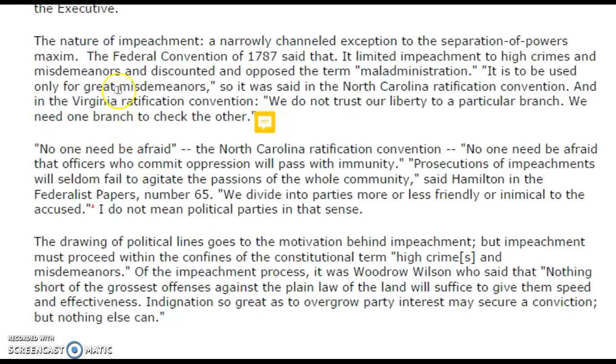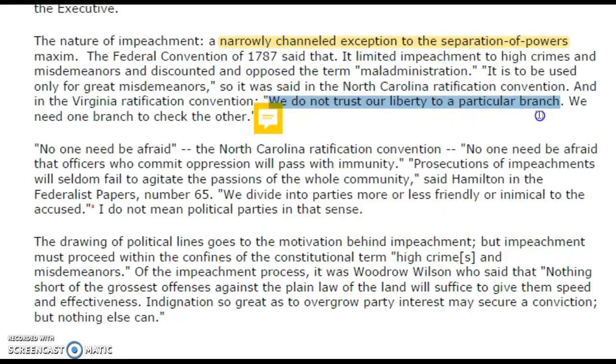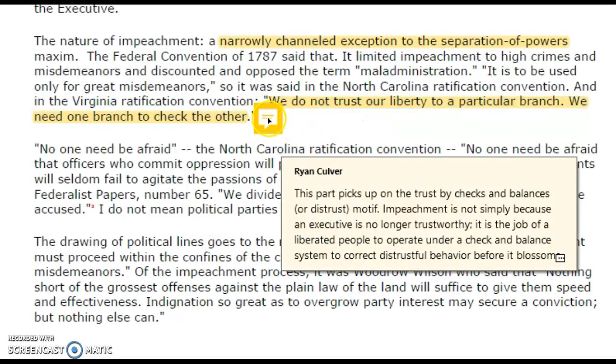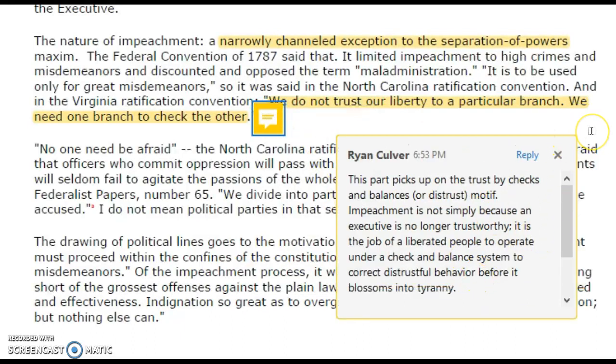And I think you really see that context come into play here as she kind of gets towards the middle of her speech, where she talks about what was said at the Federal Convention of 1787. This is the narrowly channeled exception to the separation of powers. And so the idea behind the whole thing is that we do not trust our liberty to a particular branch. We need one branch to check the other. So our government is based on freedom, but it is not free. And so I think that she brings this trust issue back to the forefront, where she kind of mentions it a little bit earlier.